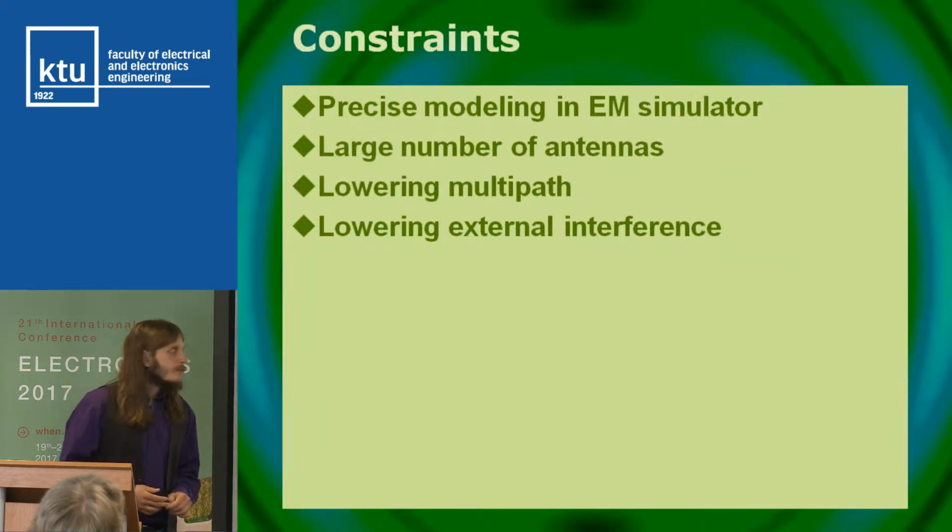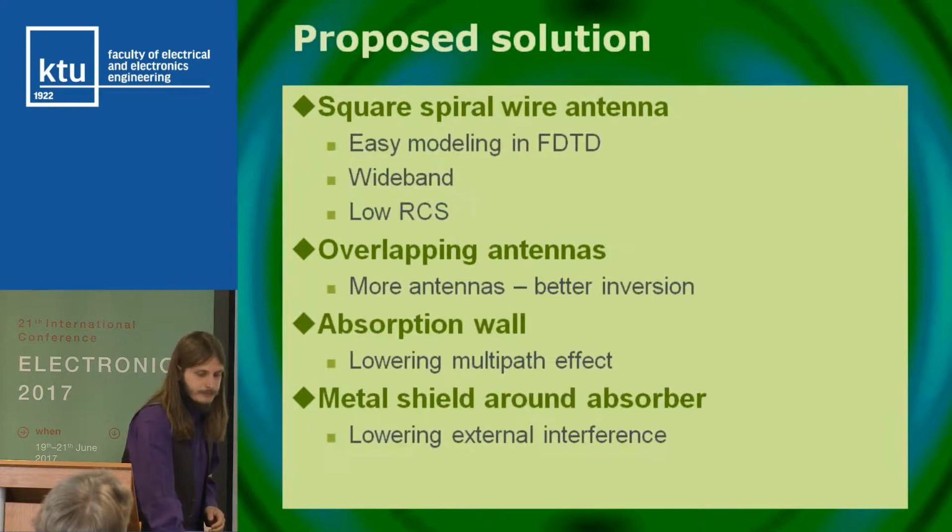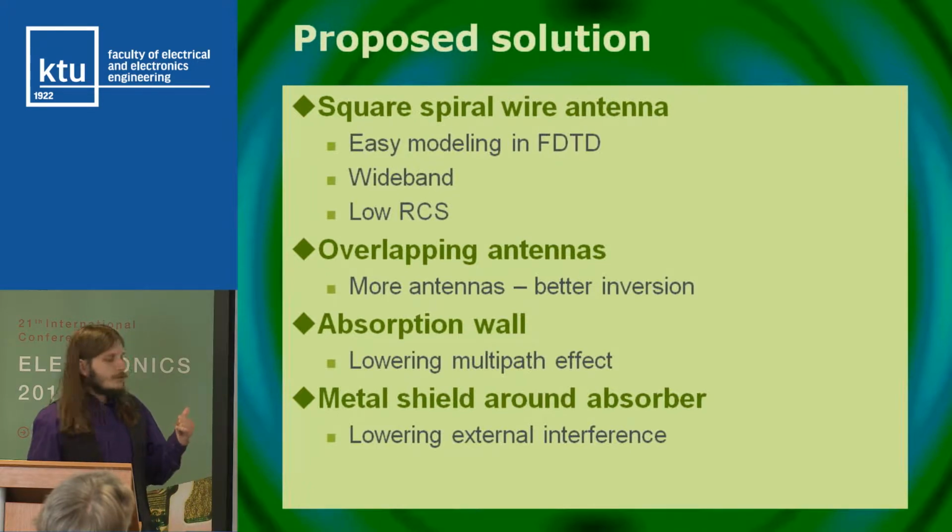So, summarizing the constraints we had in designing: we wanted to make a precise model of the chamber, antennas and array. We wanted to have a larger number of antennas, which could help inversion. We also wanted to lower the multipath and lower external interference. So our solution is based on these four points.